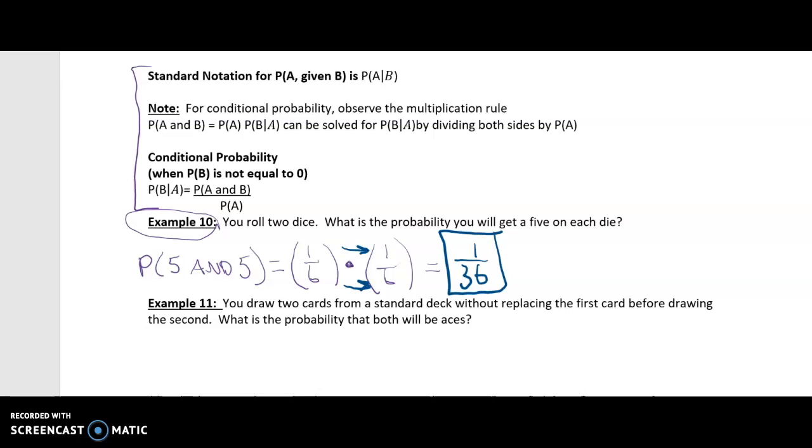For example 11, we draw 2 cards from a standard deck without replacing the first card before drawing the second. What's the probability that both will be aces? So a probability of an ace and an ace. And I'm going to write "without replacement" as a note to myself.